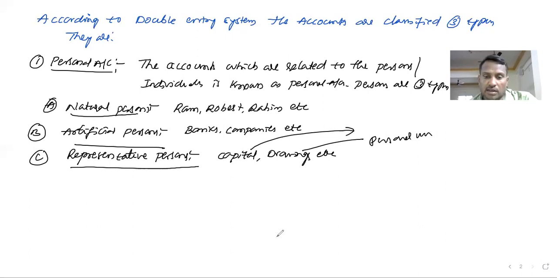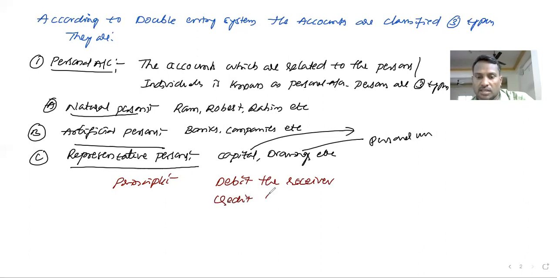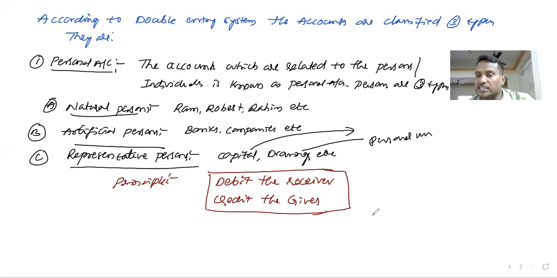Let's see the principle of personal account here. Debit the receiver, credit the giver. How these principles are applicable in business transactions, and how they are useful to record the transactions of the business in accountancy books, we are going to discuss in the next classes. So we will discuss that in further classes. My dear students, I hope you understand this personal account properly.